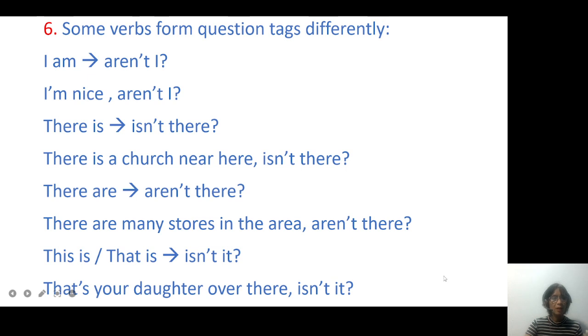Remember that. Number six rule, some verbs form question tags differently. Example, I am forms its tag into aren't I. Example, I'm nice, aren't I? There is becomes isn't there. So there is a church near here, isn't there? There are, aren't there? There are many stores in the area, aren't there? This is and that is becomes isn't it? That's your daughter over there, isn't it?